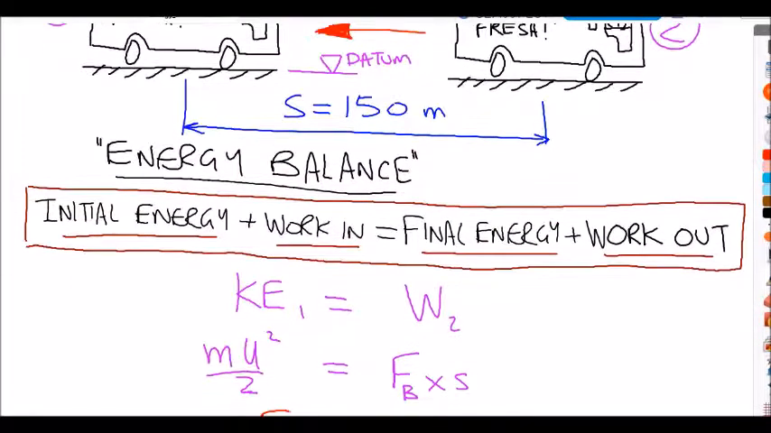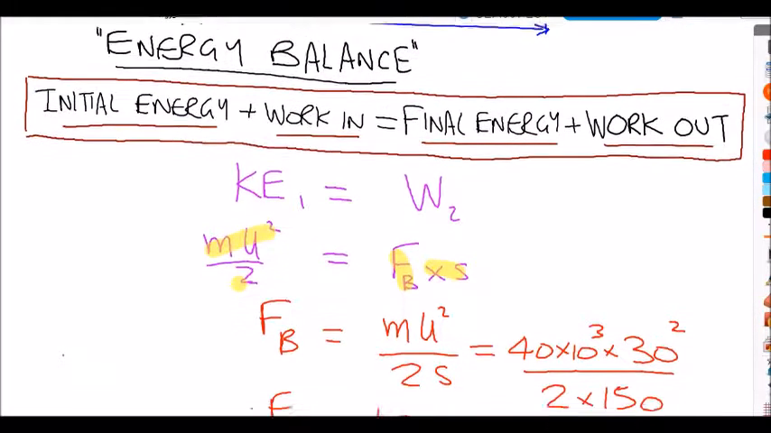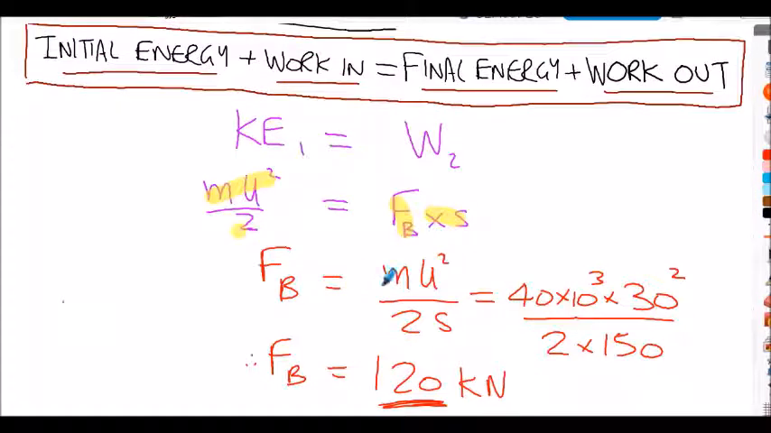If I now put the equations in for the energy balance, on the left hand side I have mu squared divided by 2. On the right hand side I have FB, I've called it FB for the braking force, multiplied by s. So rearranging the equation and solving, FB is equal to mu squared divided by 2s. I just simply divided both sides by s. And then inserting the figures given in the question, the 40,000 kilograms for the mass, the initial velocity is 30 meters per second squared, and that's divided by 2 multiplied by the distance in meters, 150 meters. So that evaluates to 120 kilonewtons.